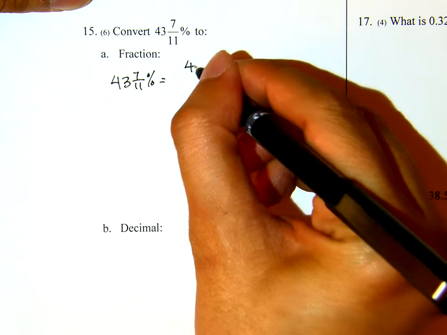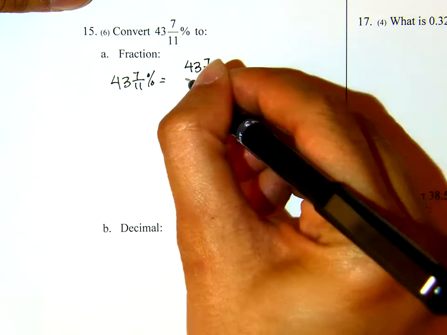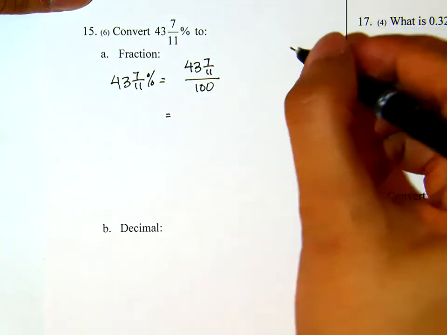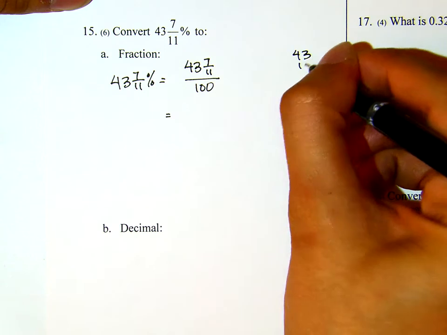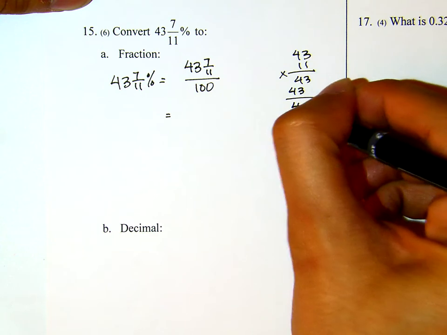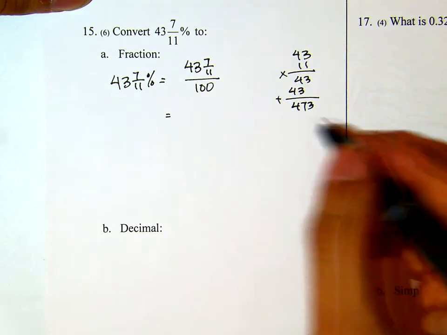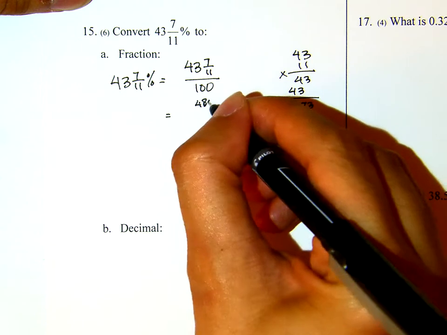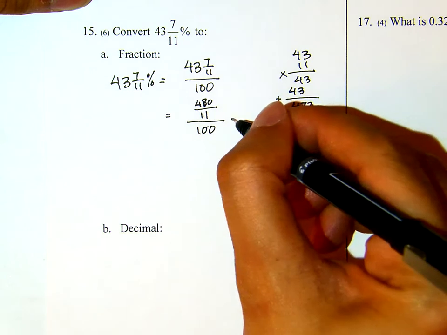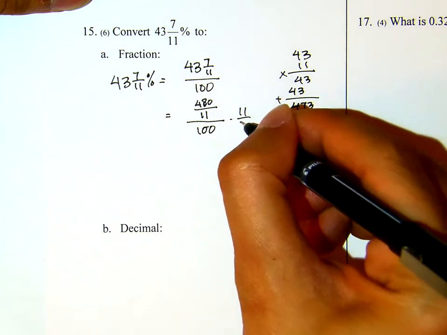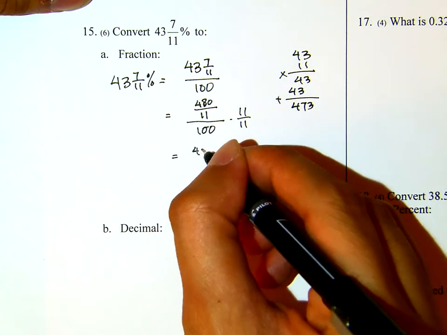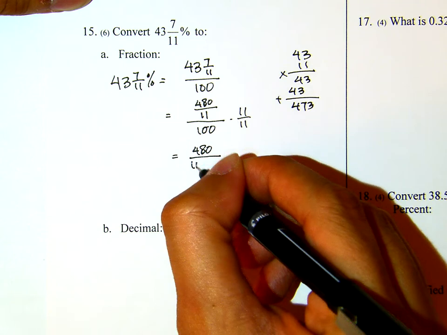This will be 43 7/11 big over 100, and then let me make it a proper fraction there. Let's see, 43 times 11 will be 473, right? So on the top that would be 480/11 big over 100. Now then here I will use the LCD method. Multiply the top and the bottom by 11. I get 480/1100.